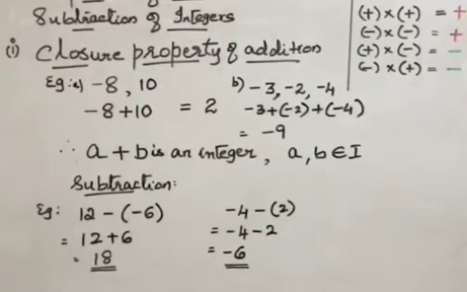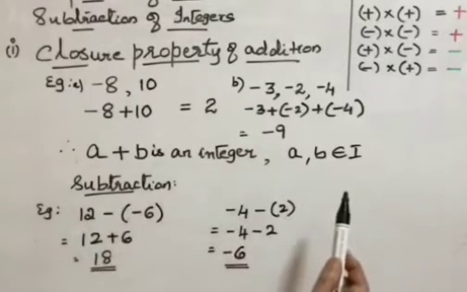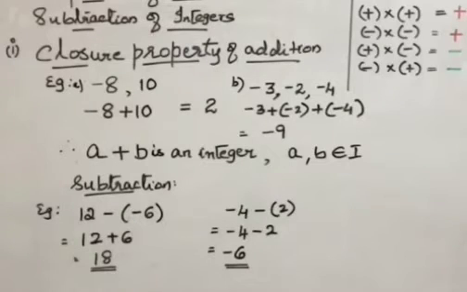Therefore, we say addition of integers is closed with respect to the property of integers. So subtraction is also closed under integers. That means when you add two integers, you get an integer. When you subtract two integers, you again get integers. So closure property applies to both addition and subtraction of integers, children.